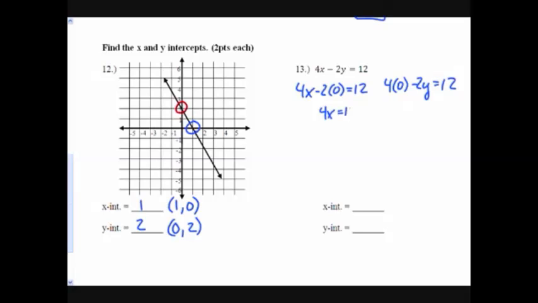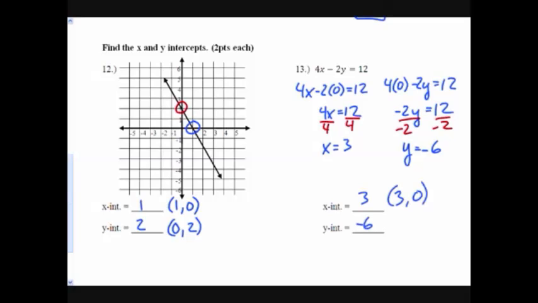So I've got 4x equals 12. I've got to divide each side by the 4. So I find out that x equals a 3. And then over here, I've got a negative 2y equals 12. Again, I have to divide each side, so I divide each side by the negative 2, and I find out that y equals a negative 6. So these are my 2 intercepts. The x-intercept is 3, the y-intercept is negative 6. But again, this is the ordered pair 3, 0. This is the ordered pair 0, negative 6. Okay?